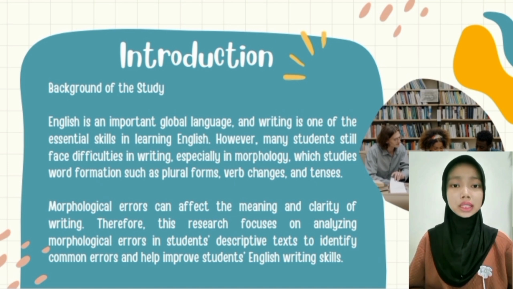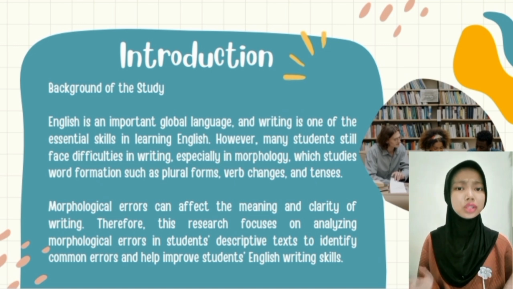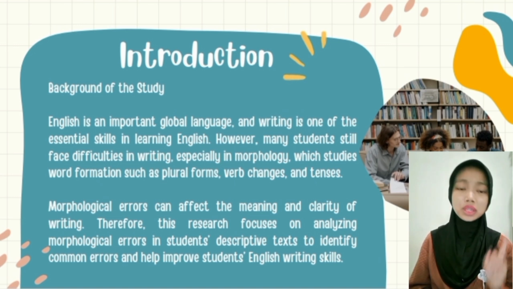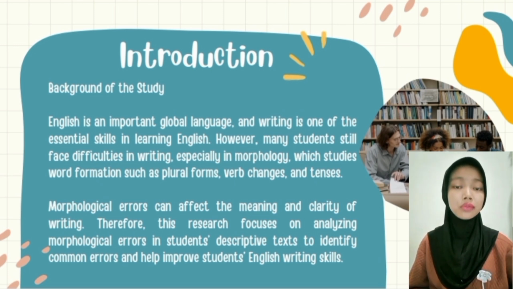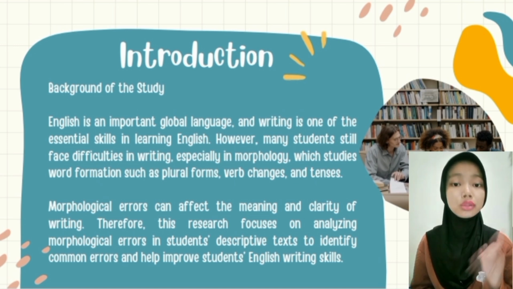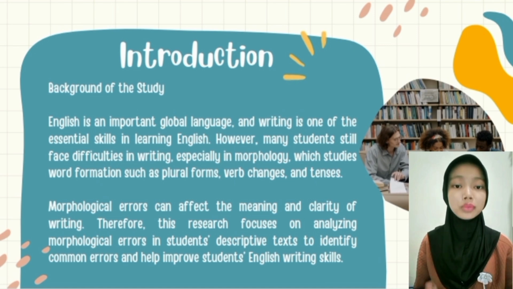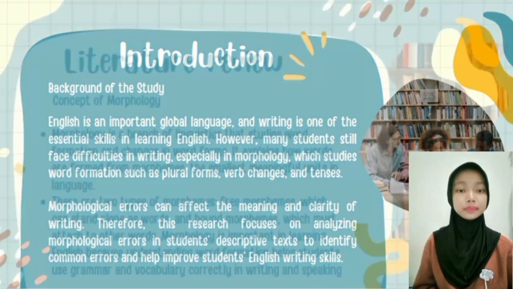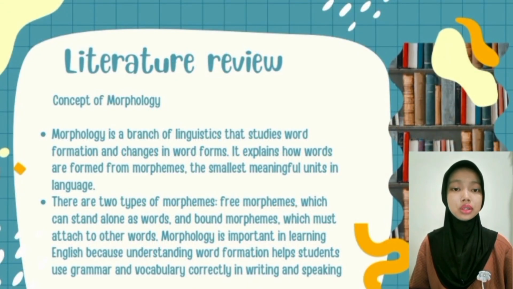Background of the study. English is an important global language and writing is one of the essential skills in learning English. However, many students still face difficulties in writing, especially in morphology, which studies word formation such as plural forms, verb changes, and tenses. Morphological errors can affect the meaning and clarity of writing. Therefore, this research focuses on analyzing morphological errors in students' descriptive text to identify common errors and help improve students' English writing skills.